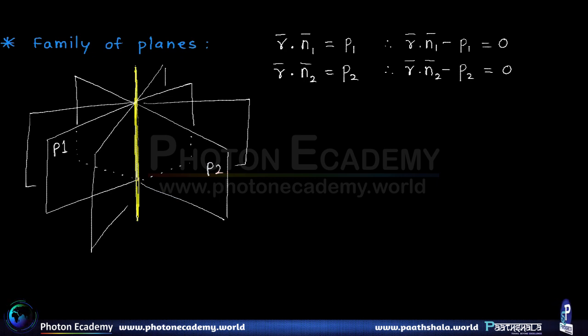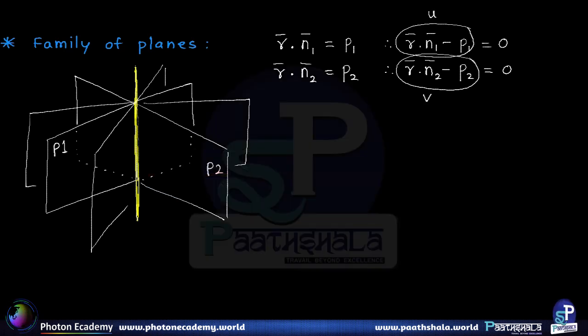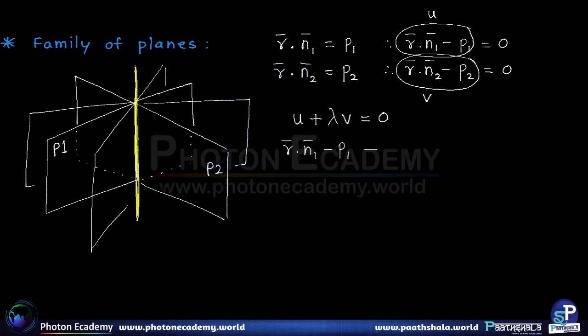Right? Now keeping the same analogy with the line, suppose we call the first left hand side, say, u and the second left hand side v. Then the family of planes is given by u plus lambda v equal to 0. Right, so that gives us r bar dot n1 bar minus p1, this is the first expression, plus lambda times the second part, that is r bar dot n2 bar minus p2, is equal to 0.